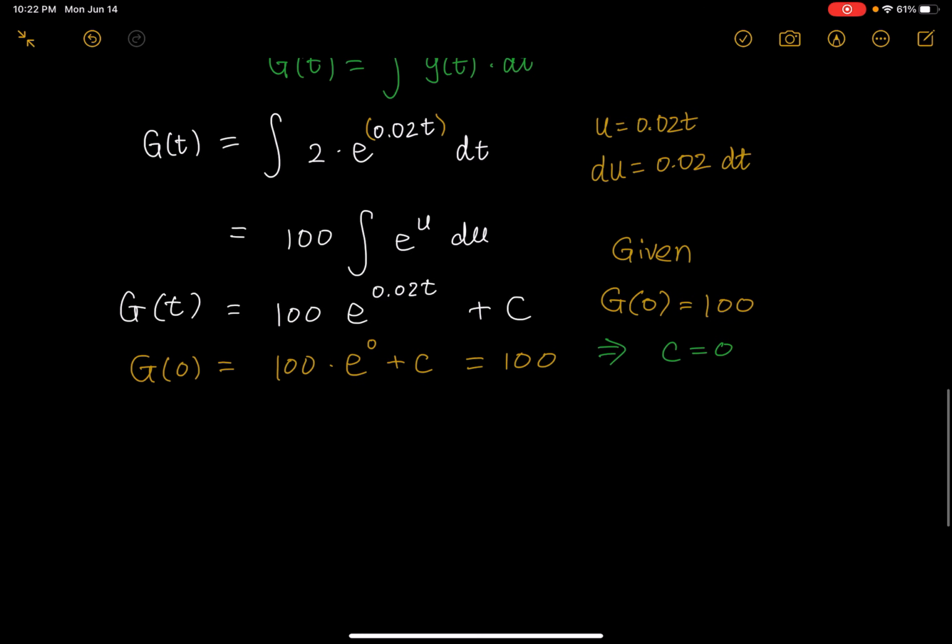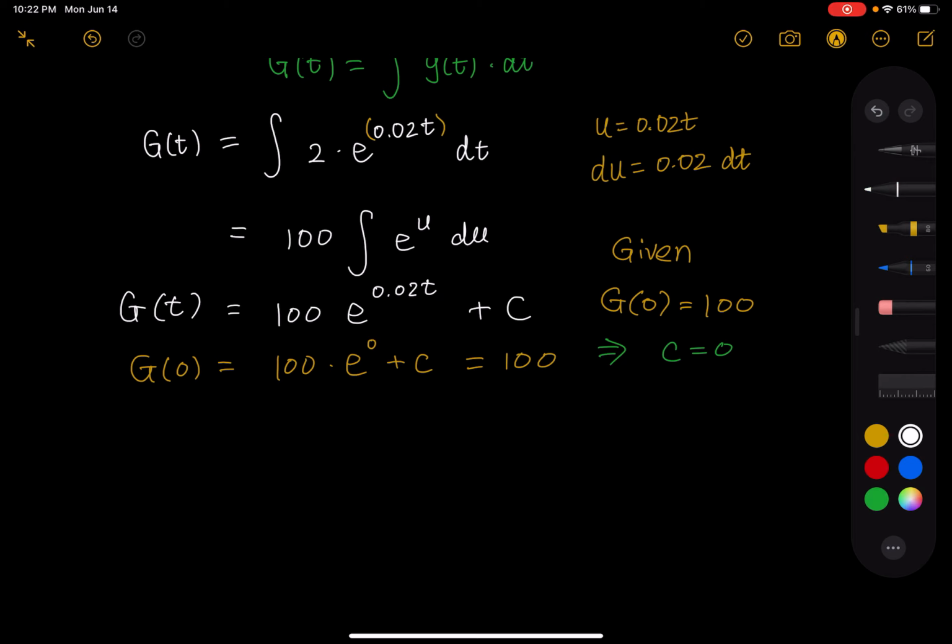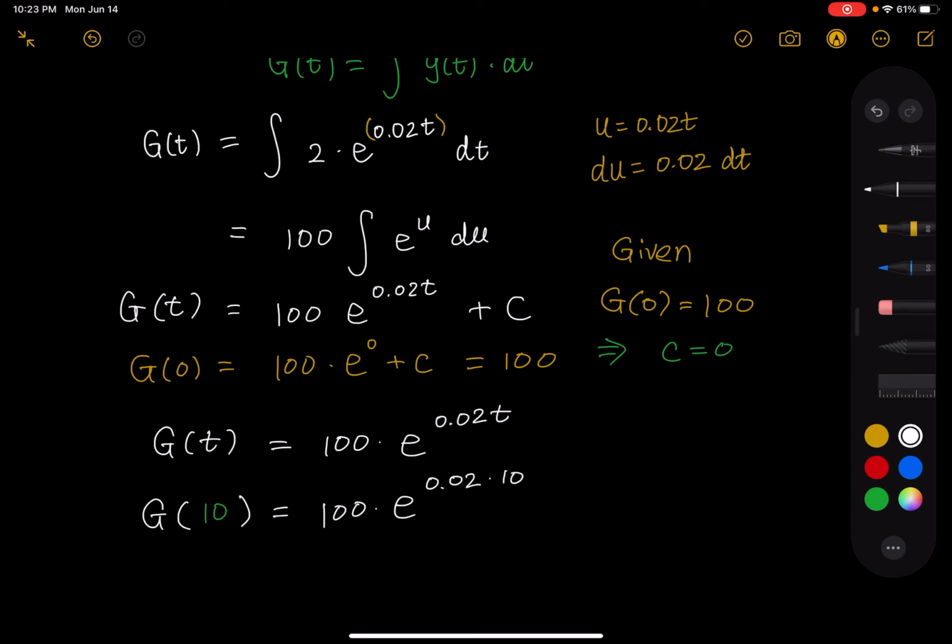So now we have our equation. G of t, the population, is just 100 times e to the 0.02t. Then to get what the question is asking for, how many in 10 days? You just plug in 10, so 100 times e to the 0.02 times 10. Then you have to use a calculator and run it. You cannot have half of a fly. So just plug it in, take the integer, approximately 122 flies.